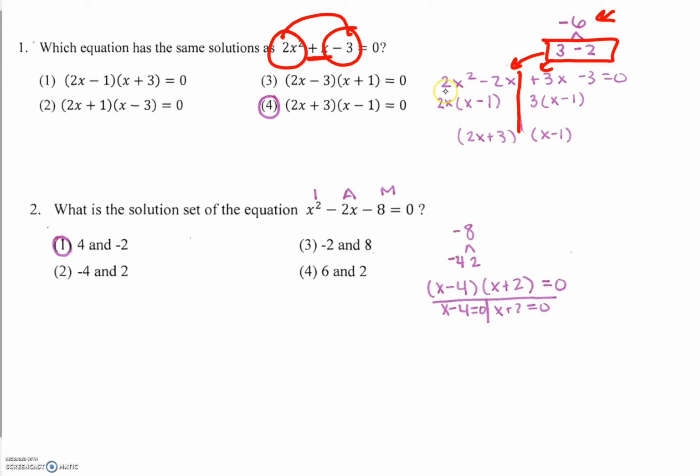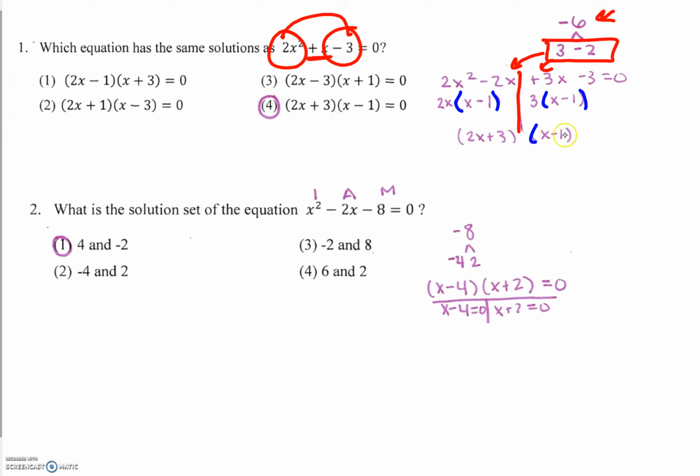The GCF between 2x squared and 2x is a 2x. So when we divide out by 2x, we're left over with an x minus 1. On the right-hand side, the GCF between 3x and a negative 3 is a 3. So when we divide out by our GCF, we're left over with an x minus 1.